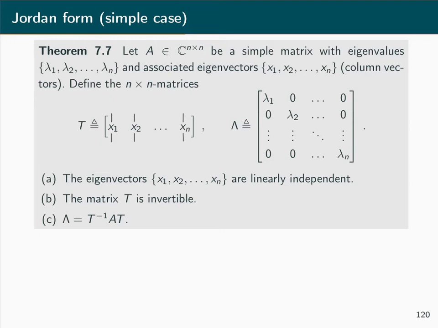Then there are three statements of this theorem. A, the eigenvectors x1 through xn are linearly independent. So what's given in the assumptions is that A is a simple matrix, which means that the eigenvalues are distinct. But now the statement A says that this means that the eigenvectors are linearly independent. B, the matrix T is invertible. And C, by computing T inverse A T, we get the diagonal matrix Lambda, which has all the eigenvalues of A on its diagonal.